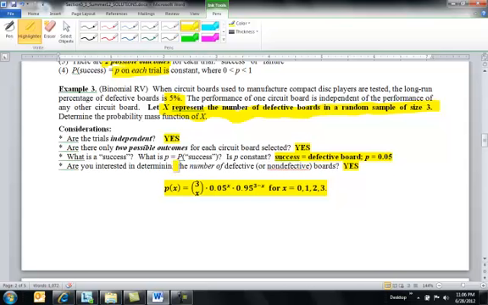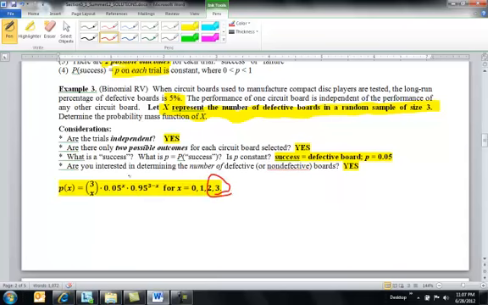And do we want to know how many are defective out of the group we choose? So I'm counting how many successes out of 3. In class we built it by hand, but here is the binomial. For example, the probability x equals 0 defective boards means that 0 of them were defective and all of them were good, right?